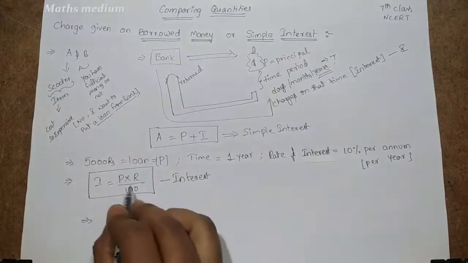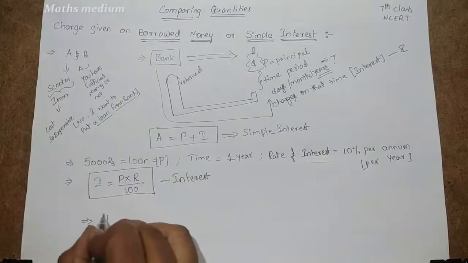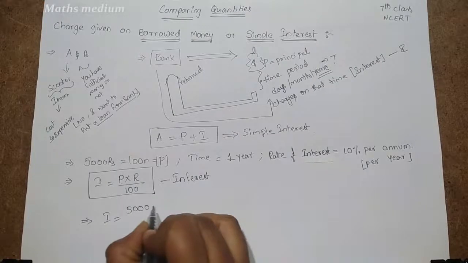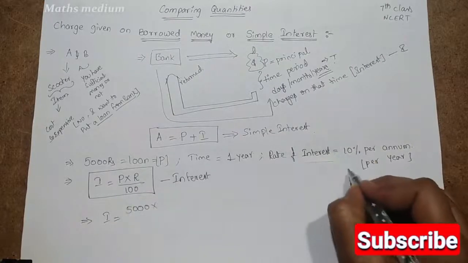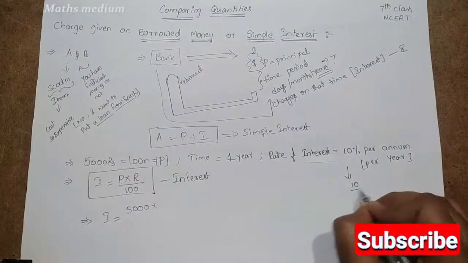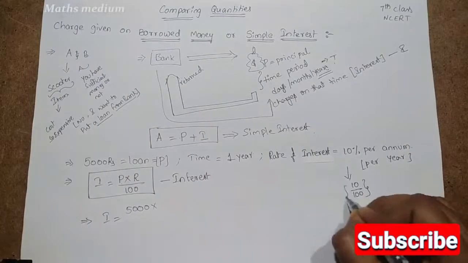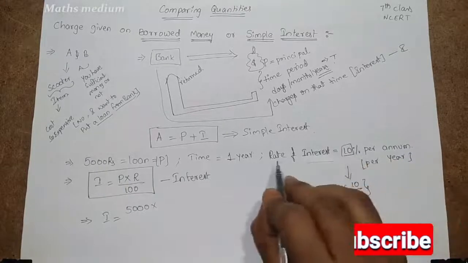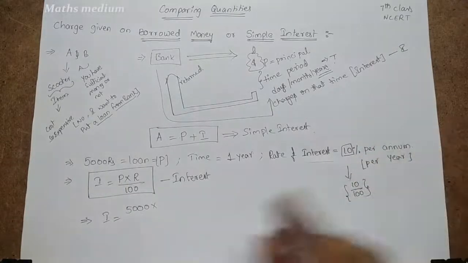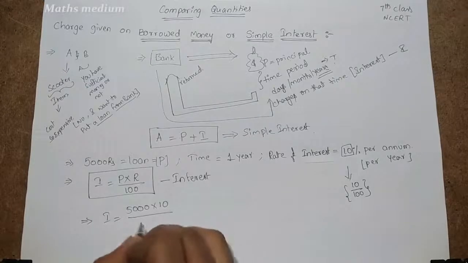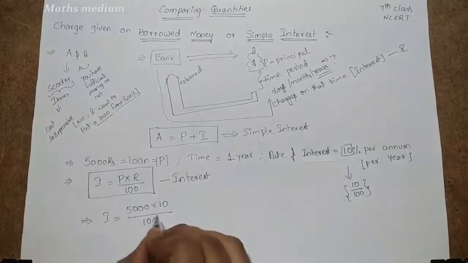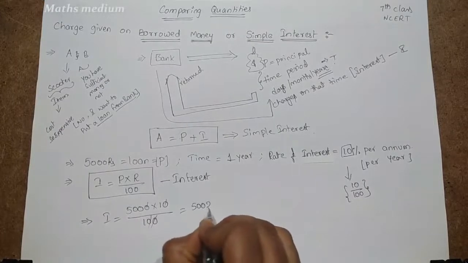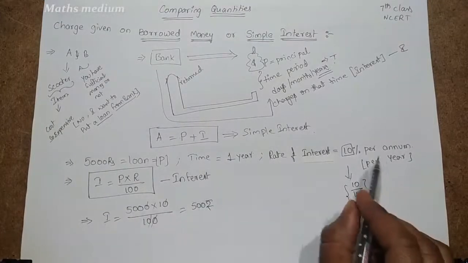By substituting these values, I is equal to P, that is 5,000, into R, the rate of interest. See one thing here, 10% means 10 by 100. Usually we use this, but in this case we only use 10. Rate of interest means 10 only. So 10 divided by 100. Now simplify: 0 0 cancel, 0 0 cancel. So 500 rupees is the interest for 1 year.